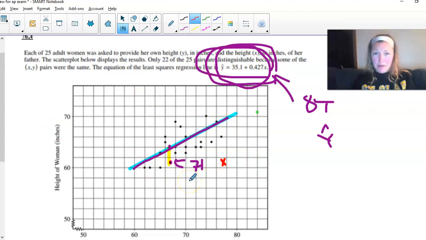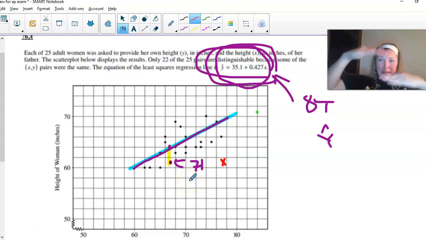Why? Because correlation is talking about basically the spread between all those points. The tighter the points are together, the stronger the relationship is. Now all of a sudden I had another point there, so the points are not as close together.